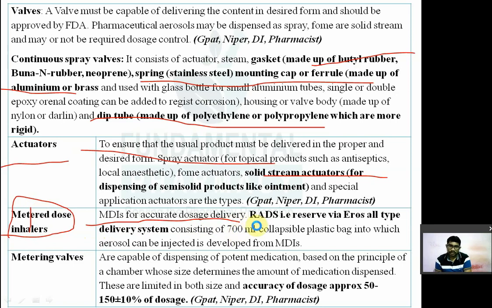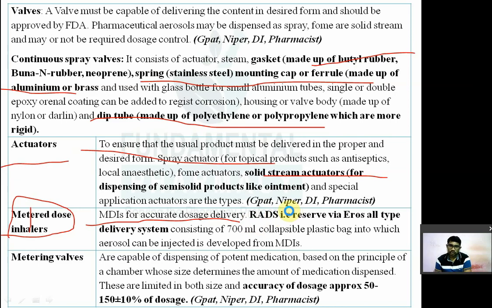So metered dose valves are there. Metered dose valves are used for the metered dose inhaler, so that the potent medicament, जिसका dose कम होता है. Potent. For example, आपका adrenaline. First metered dose inhaler was designed for the adrenaline spray.